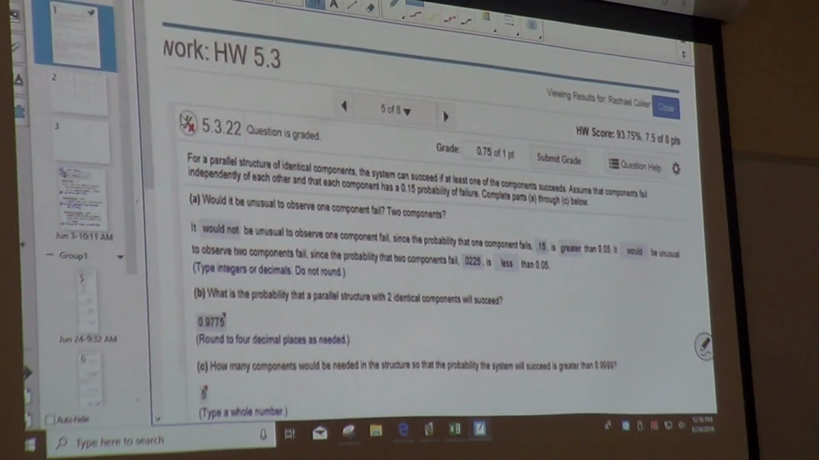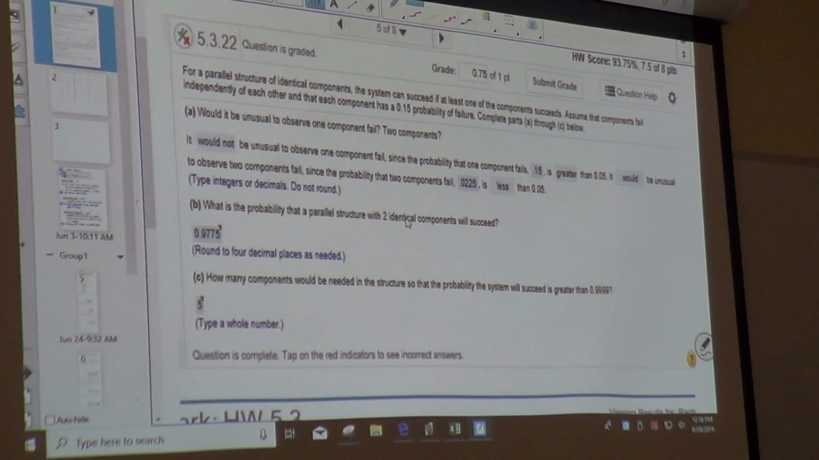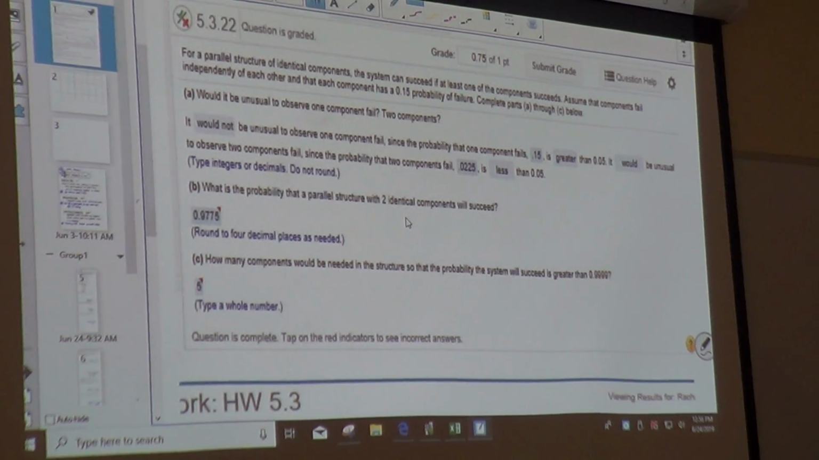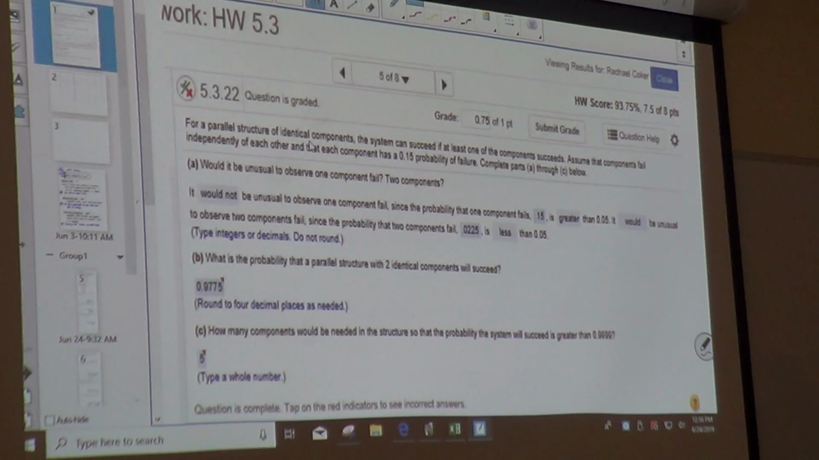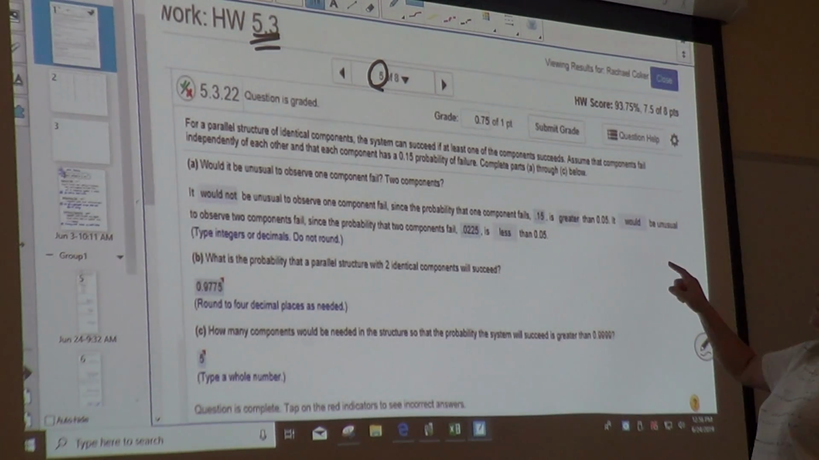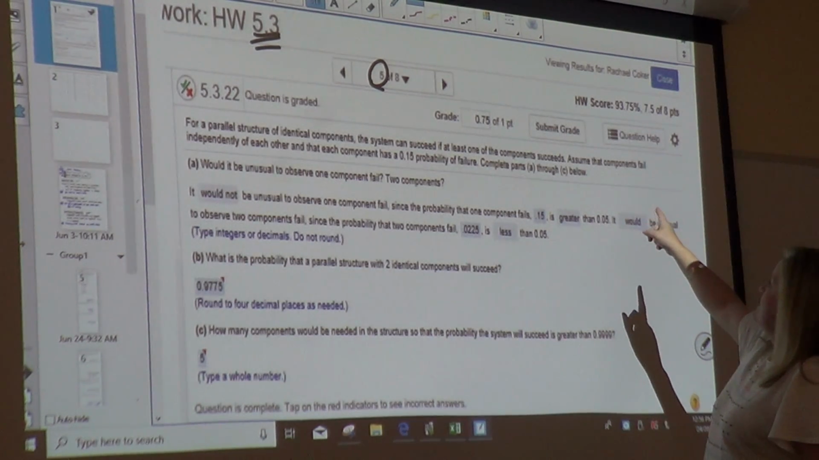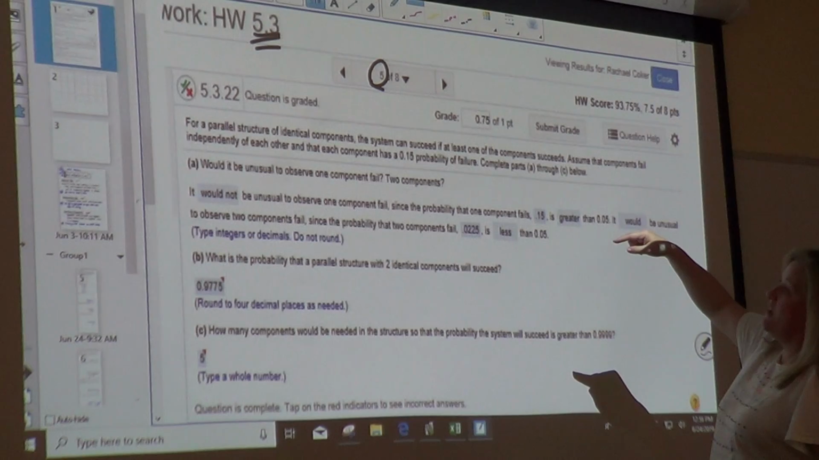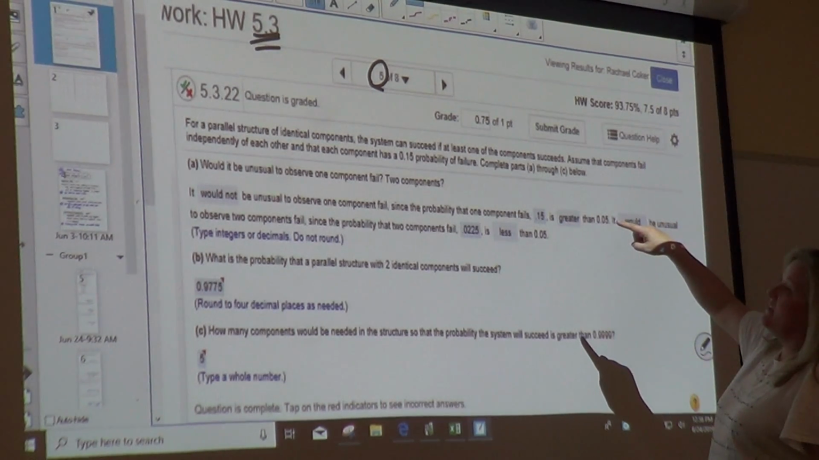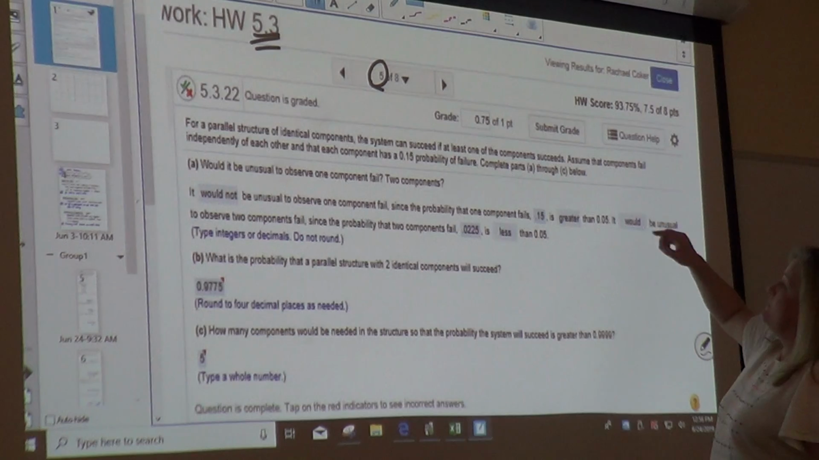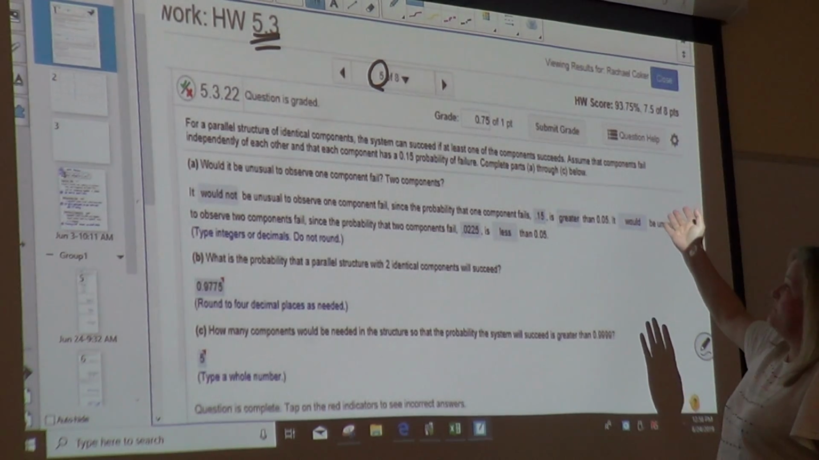All right, let's look at, I had 2 problems from 5.3 that we needed to look at. This one talks about a parallel structure, and so that you'll have it in your notes as well. It's 5.3, number 5. It says for a parallel structure of identical components, the system can succeed if at least one of the components succeeds. Components fail independently of each other, and each component has a 0.15 or 15% probability of failure.